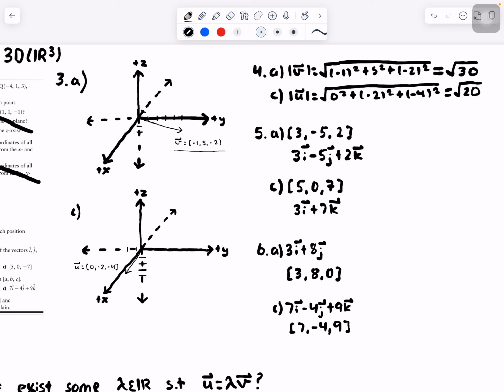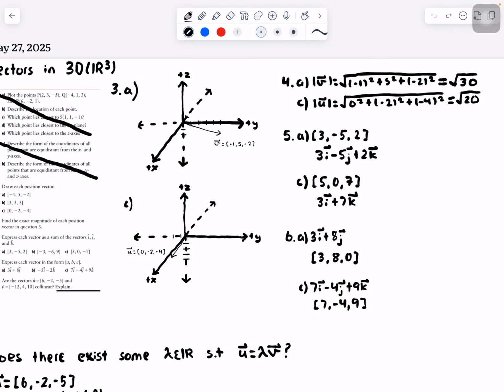And for c, 4c corresponds to question 3c, I did 0 squared plus (-2) squared plus (-4) squared, and I get square root 20. That's right here. All right? So same deal, just using the Pythagorean theorem.